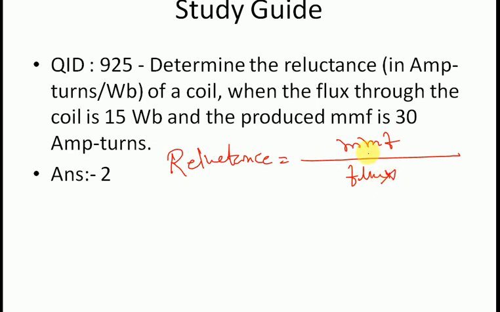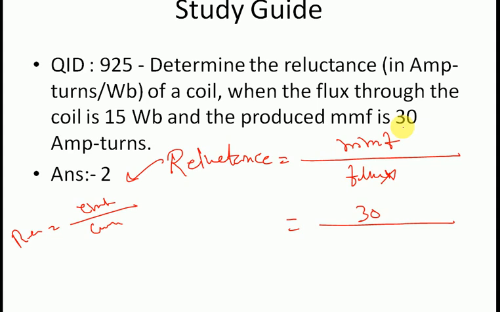MMF is the magnetomotive force. Flux can be compared to the current, and MMF can be compared to the EMF. This formula comes from where resistance equals EMF by current. Now, what is the MMF given here? MMF given here is 30 ampere turns. And what is the flux given? 15 Weber. So your answer comes to 2 ampere turns per Weber.